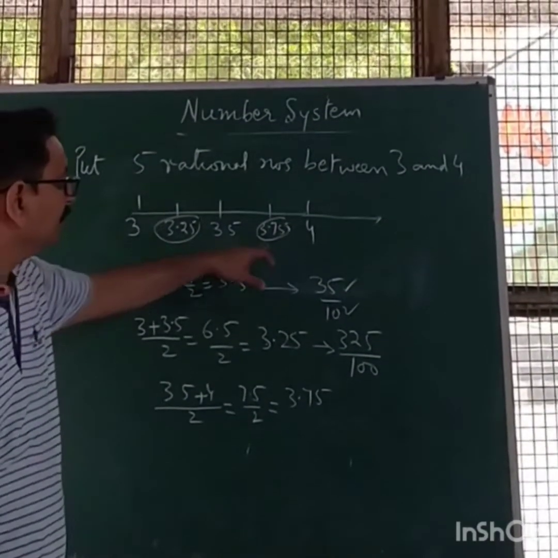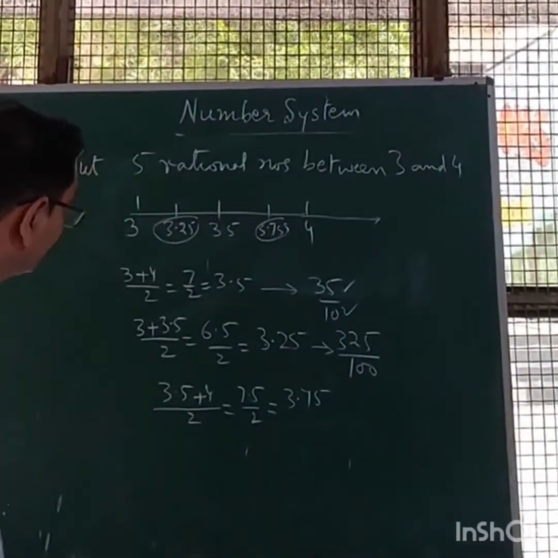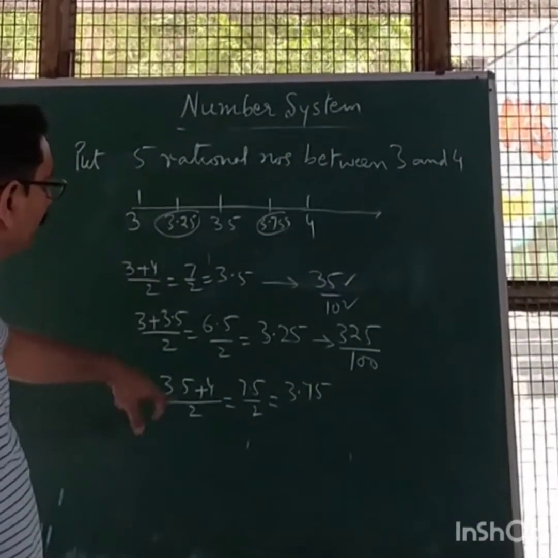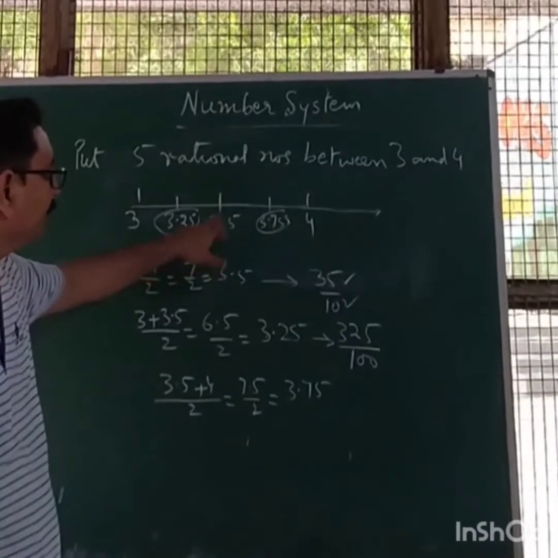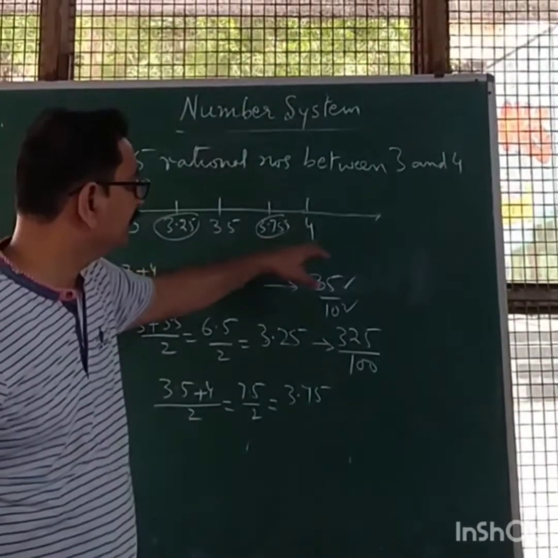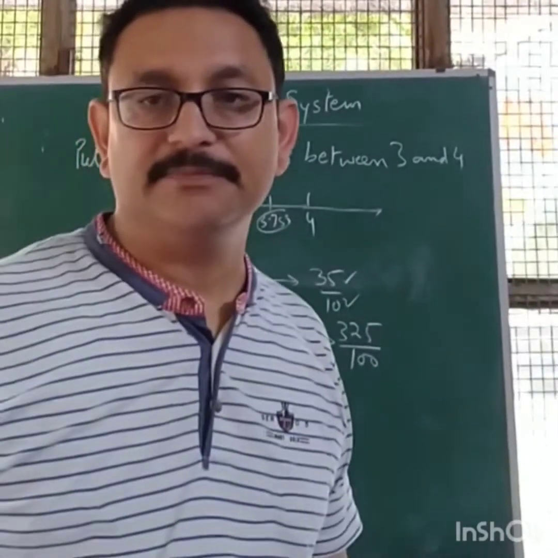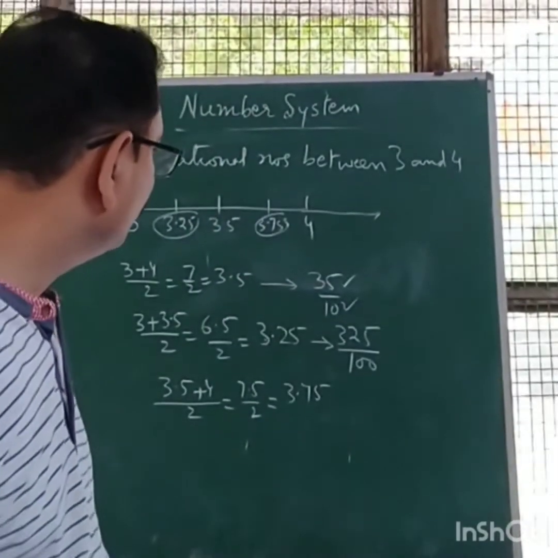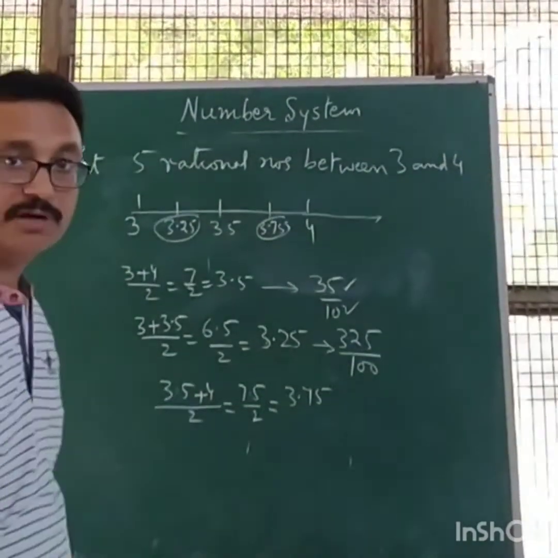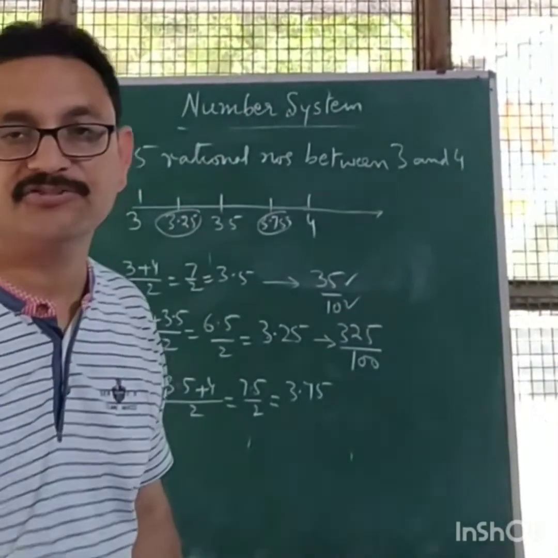Now how we have put 3, it is now for you students to put 2 more numbers like this. You can put one number here like 3 and 3.25 upon 2, 3.25 plus 3.5 upon 2, 3.5 plus 3.75 upon 2, or 3.75 plus 4 upon 2. So in this way you will keep on adding and dividing by 2 and you will be getting more rational numbers between these two numbers. In this way you can carry on with this process and find as many rational numbers as you like.